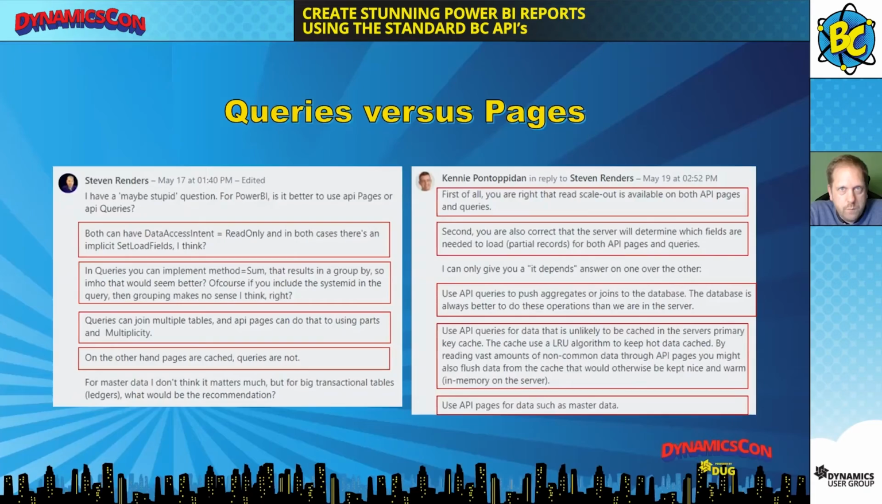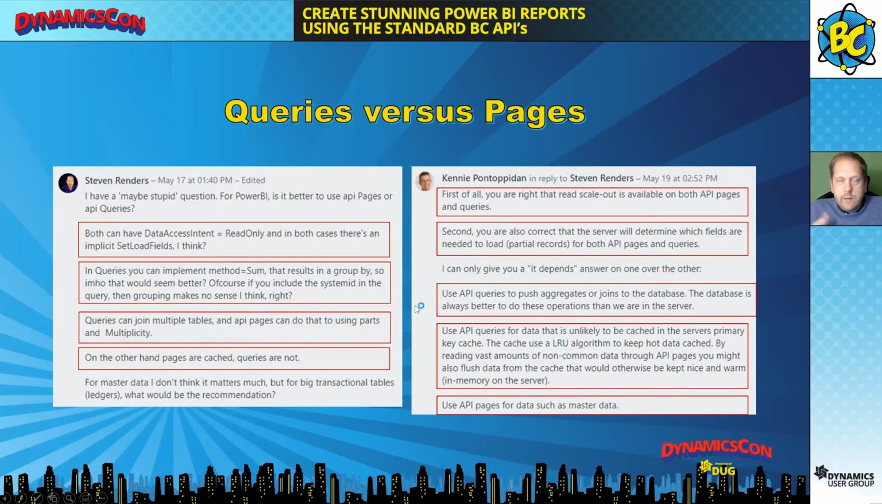Now, most of the standard APIs are using pages. If I create my own APIs, I typically use queries. Why? Well, both of them are pretty good. The advantage of using queries is that you can much easier merge tables. You can also do that with pages.